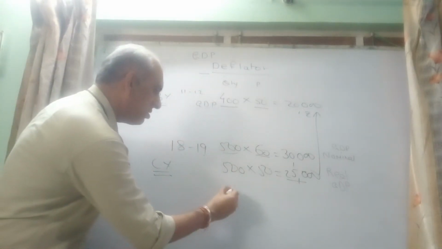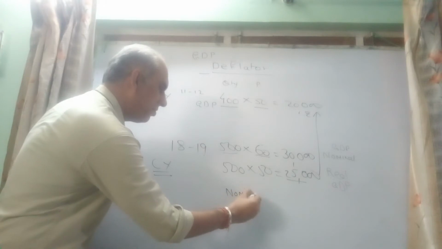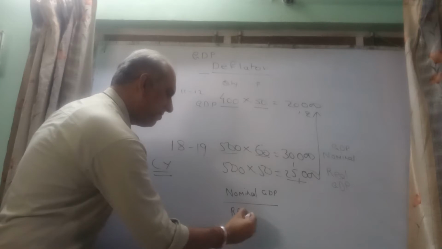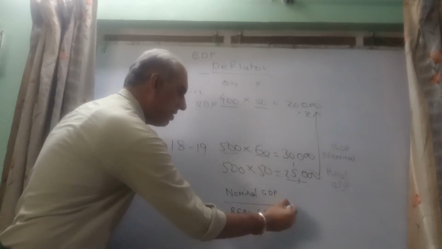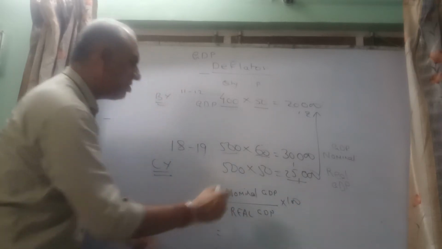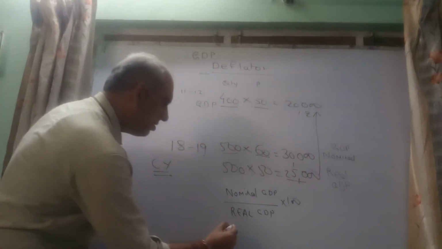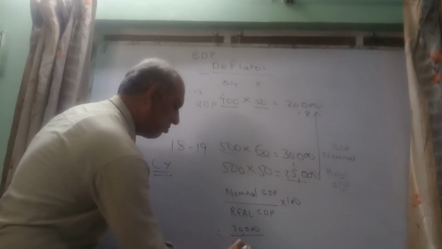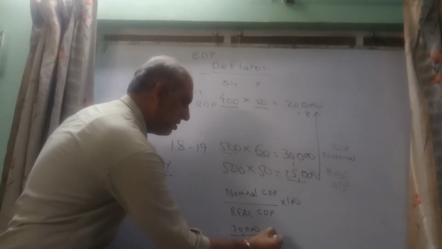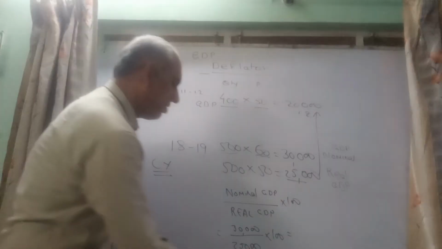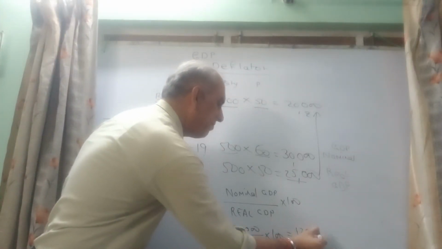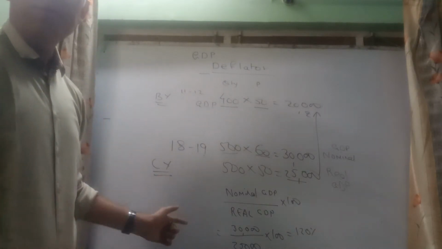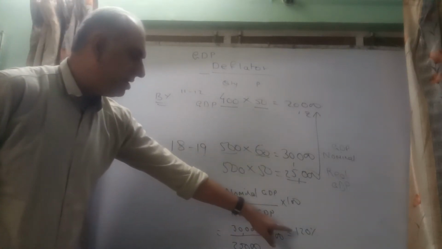The formula says nominal GDP upon real GDP multiplied by 100. So if I take the same formula and apply the values, 30,000 nominal GDP, 25,000 real GDP, the answer will turn out to be 120%. What does it mean? I hope all of you can see the figures calculated.